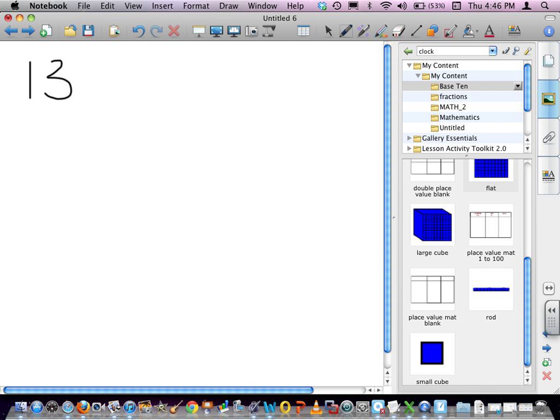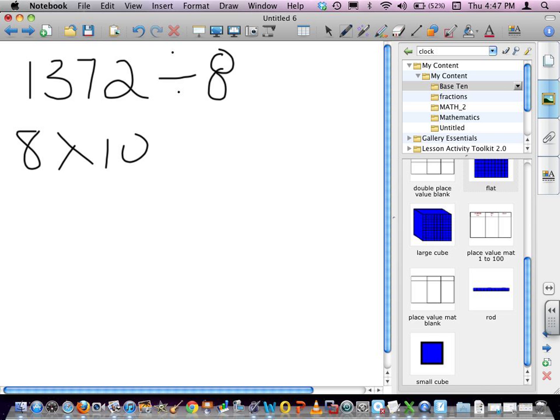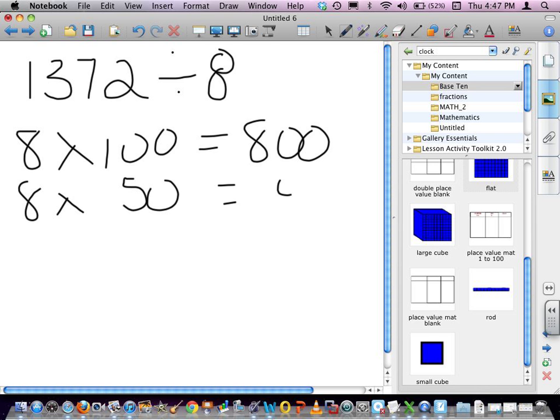If I do 1372 divided by 8, I don't even know if this works, right? But if I think 8 times what? Okay, well, I know 8 times 100 is 800, right? And I know 8 times 50 is 400, because that's half of that.